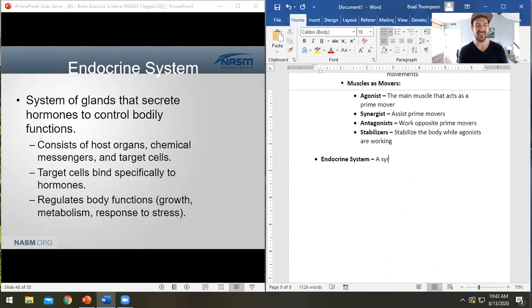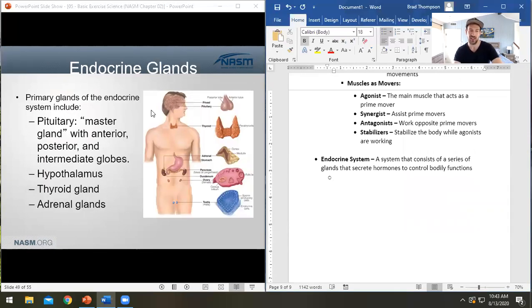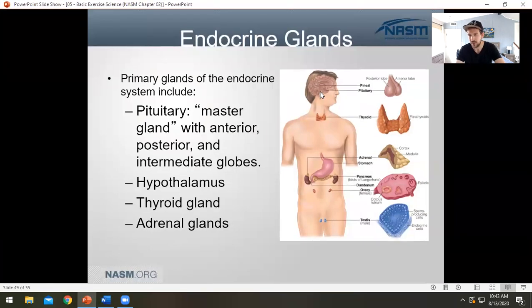But it is a system that consists of a series of glands that secrete hormones to control bodily functions, right? Basically, they have these really cool things that trigger reactions throughout the body. Your pituitary gland's the main one. Here's your hypothalamus right here at the very bottom, and your pituitary gland is located right next to it. The pituitary gland has different lobes that create different types of hormones.